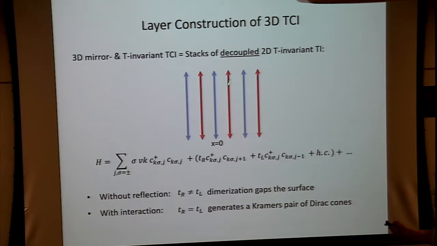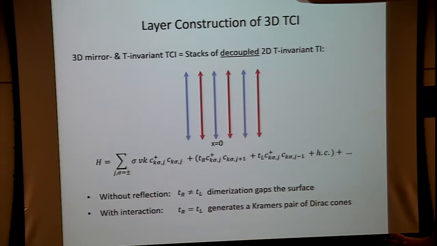So now imagine that I take a stack of two-dimensional quantum spin Hall insulators. Again, each line represents the edge of a 2D time-reversal invariant topological insulator. And if I have a translation invariant stack, we know that we get a so-called three-dimensional weak topological insulator. And that is a phase protected by translational symmetry.